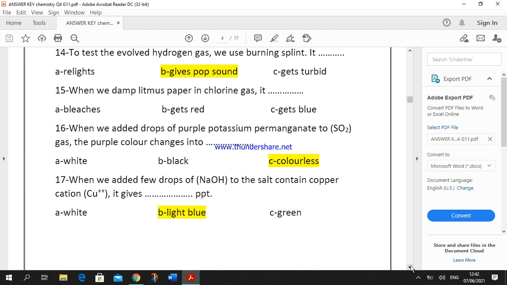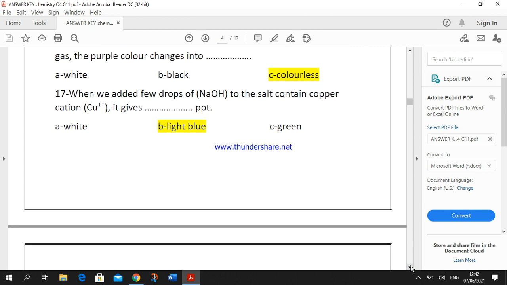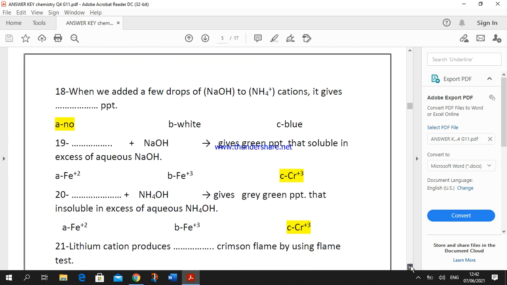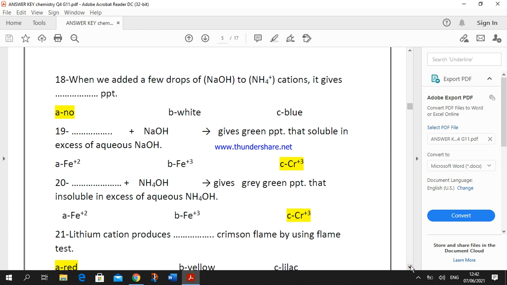Number 15, when we dip litmus paper into chlorine gas, what happens to the litmus paper? It bleaches and turns white. Number 16, when we add drops of purple potassium permanganate to sulfur dioxide gas, the purple color changes into colorless. When we add a few drops of sodium hydroxide to a salt that contains the copper cation, it gives a light blue precipitate. And when we add a few drops of sodium hydroxide to ammonium cations, it gives no precipitate.